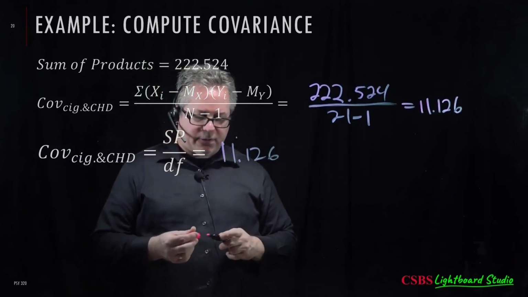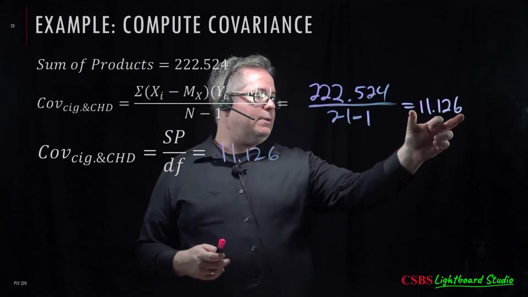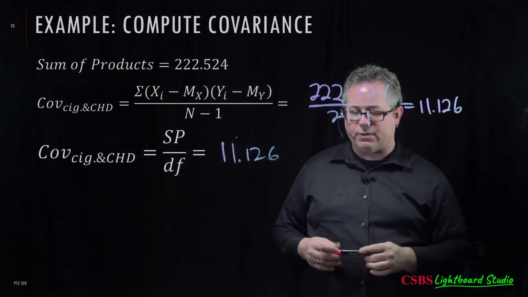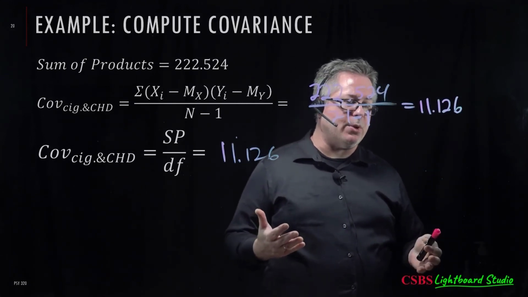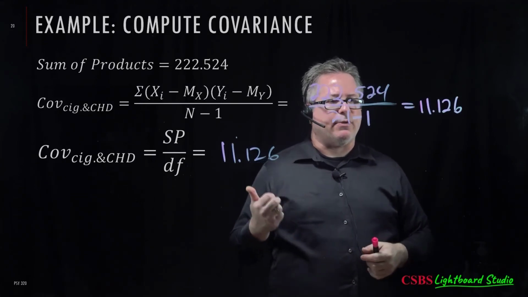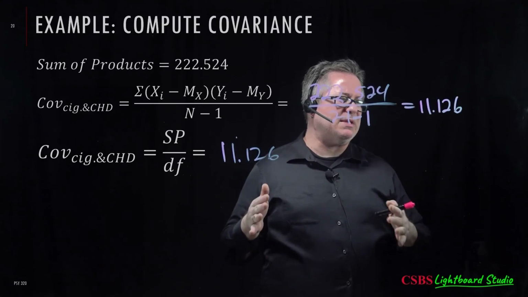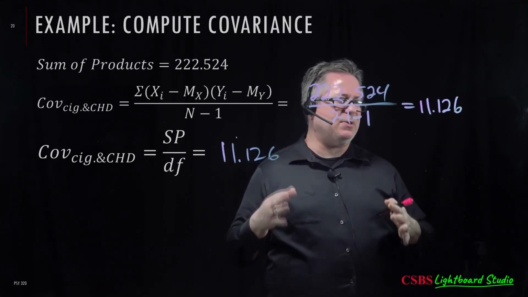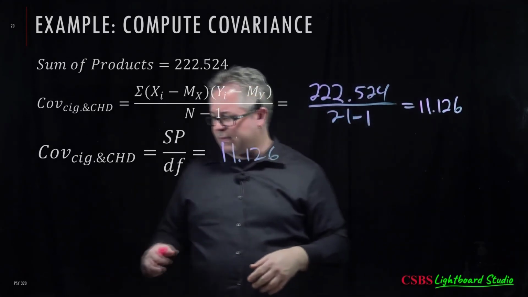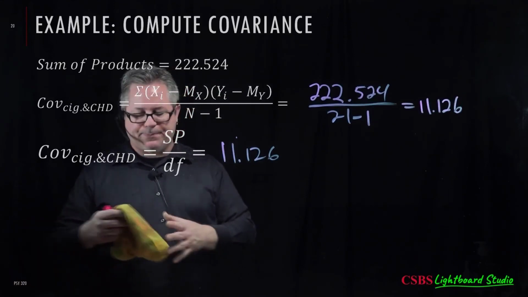So now we have the covariance. And here's what I was mentioning before. I can tell that this is positive, that there's a positive relationship between smoking and heart disease. But I don't know how to interpret this. Because it's a mixture of cigarette consumption and coronary heart disease, it's like 11.126 deaths per cigarette or something goofy like that. It's really weird. It's hard to know if that's really a lot. It's a tough thing to interpret, which is why we standardize it.